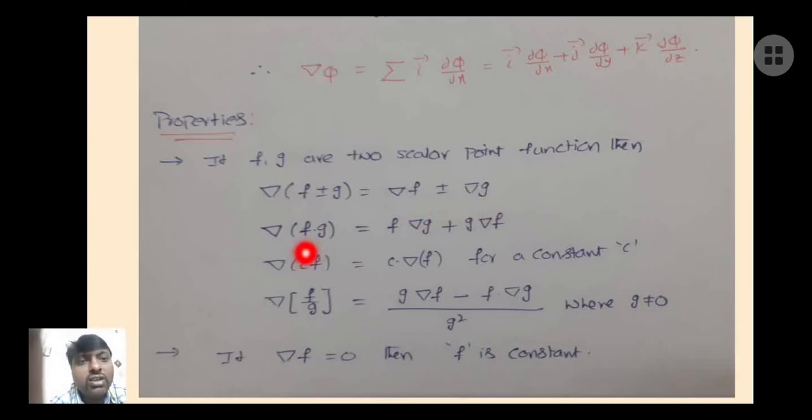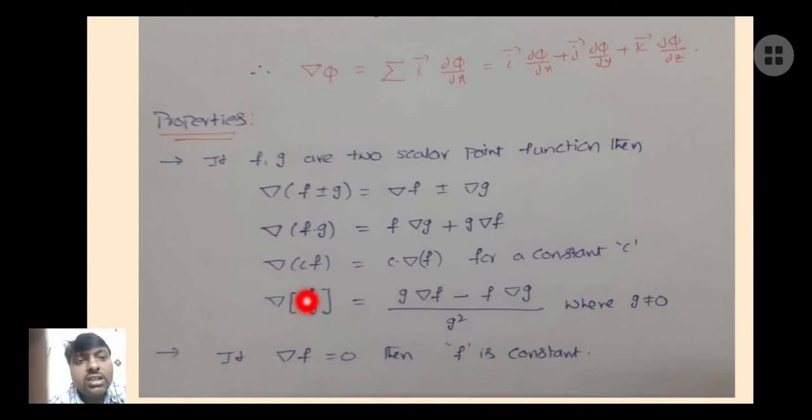Now I go through the second one, the product of two scalar point functions f into g. Del of f g is equal to f into del g plus g into del f. It looks like the formula for the derivative of uv. Derivative of uv is equal to u into v dash plus v into u dash. In the same way, here also I am defining this one. Now the next one is gradient of c into f, where c is a constant, you remember that, and f is a scalar point function. A scalar point function into a constant must be a scalar point function. Now I am applying gradient. Del of cf is equal to c times grad f.